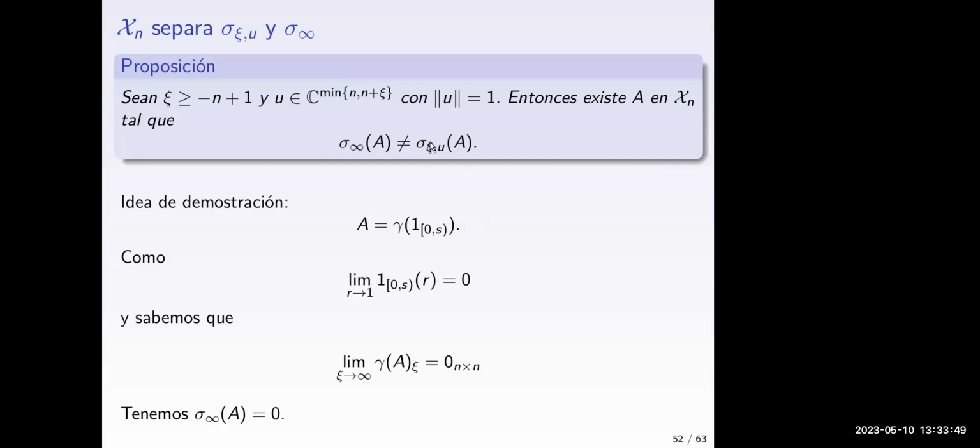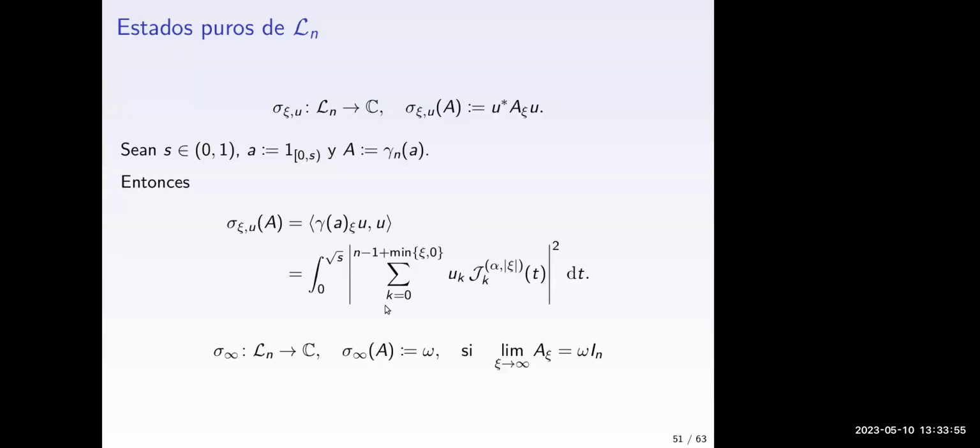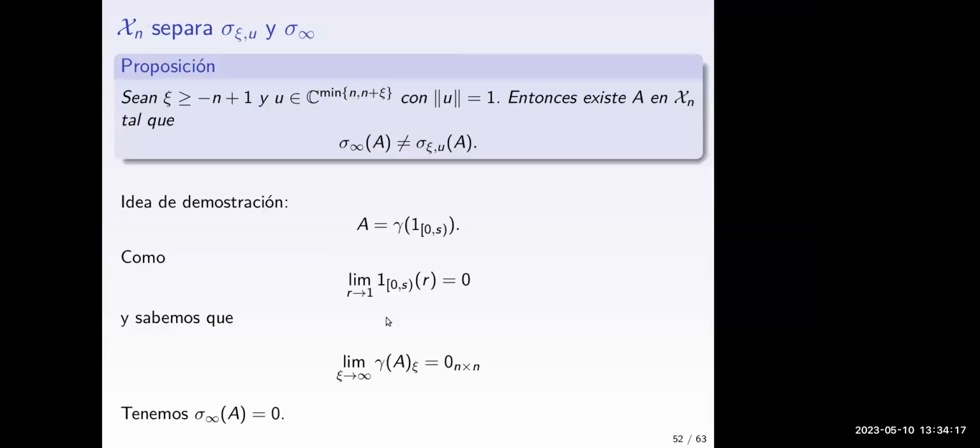But sigma c of A is not 0 because this function is positive, maybe not in a subset of 0, 1, but its integral is always positive. So we could separate sigma infinite from sigma c of A. That is the first observation.